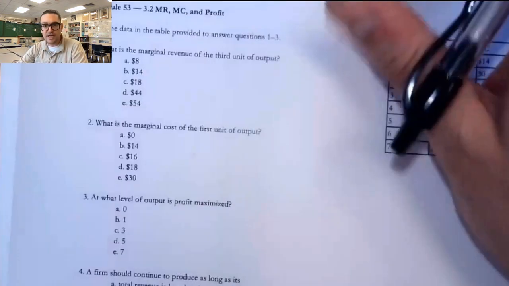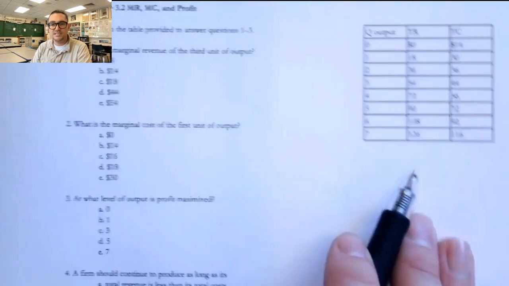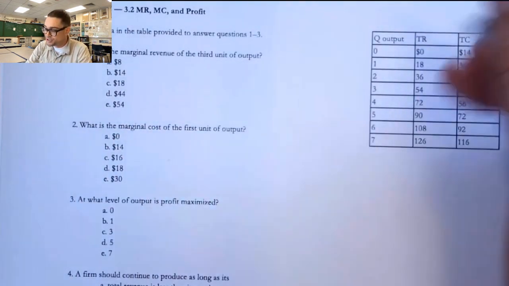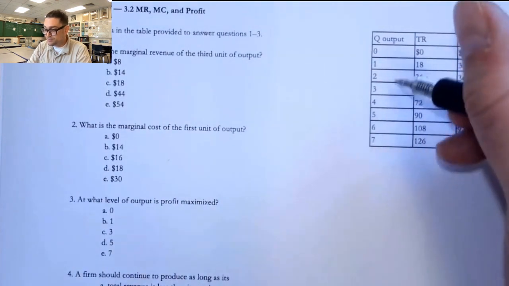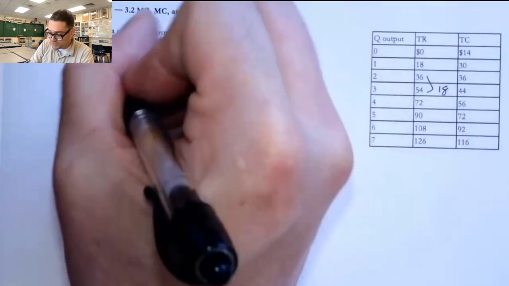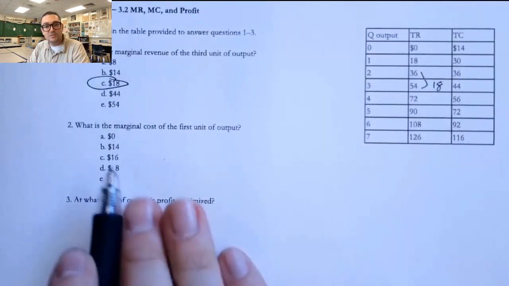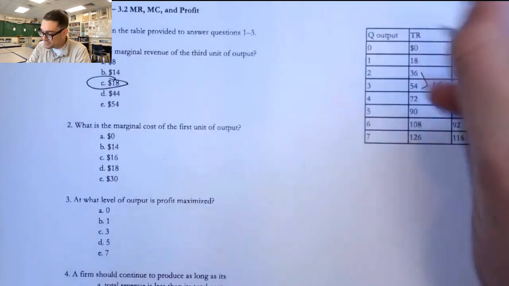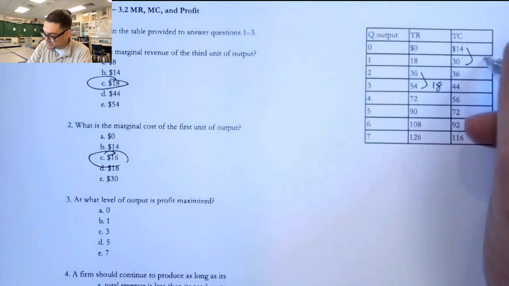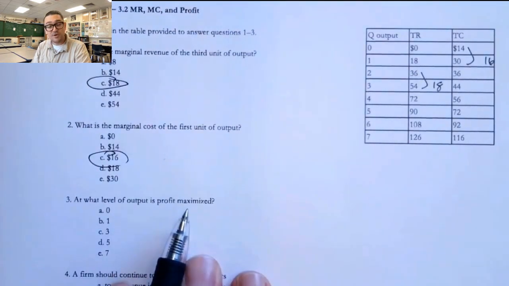The first 3 ask you to use a data table, and this is the data table that they provided for you. What's the marginal revenue of the third unit of output? That's the change in the total revenue associated with that unit. We have 18 as the change in revenue, so that's the marginal. What's the marginal cost of the first unit of output? Again, that's going from 0 to 1, and that rate of change is 16.